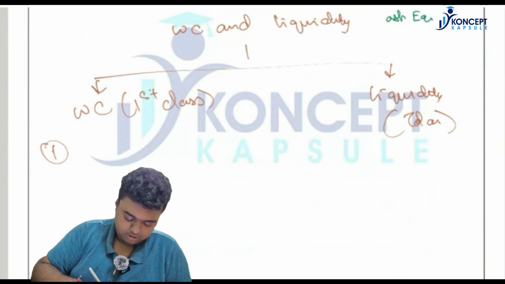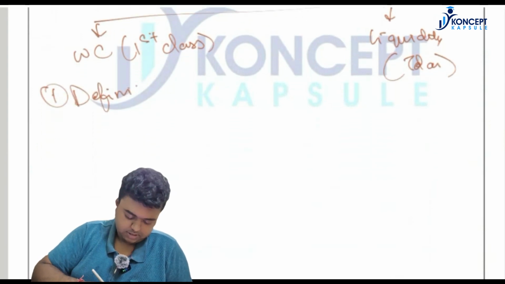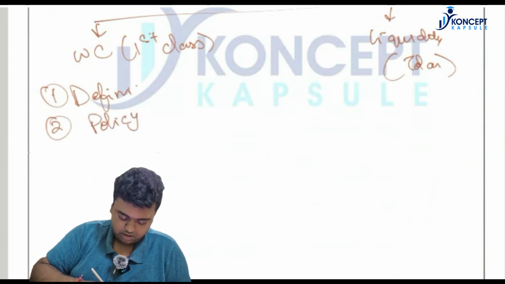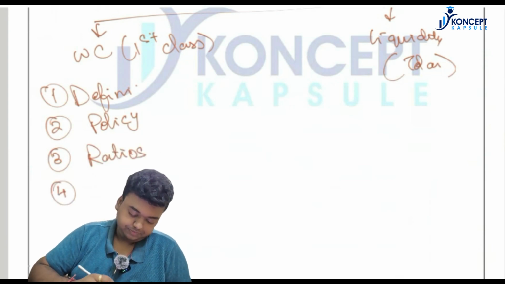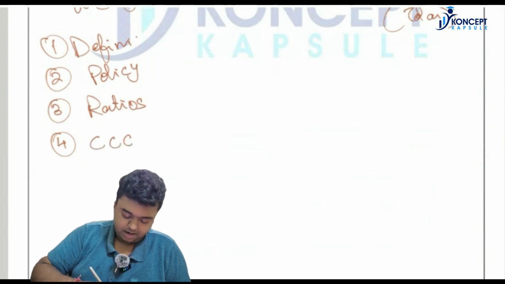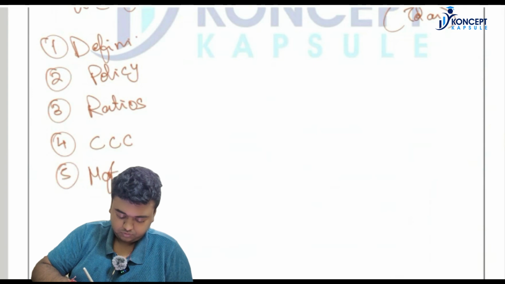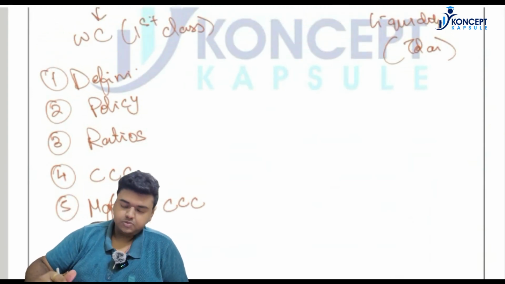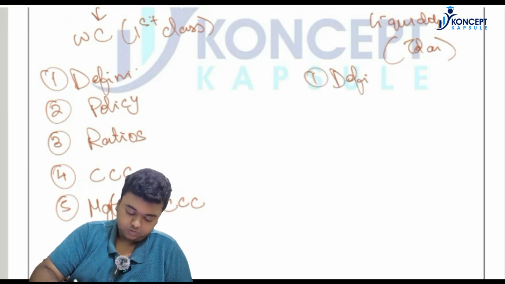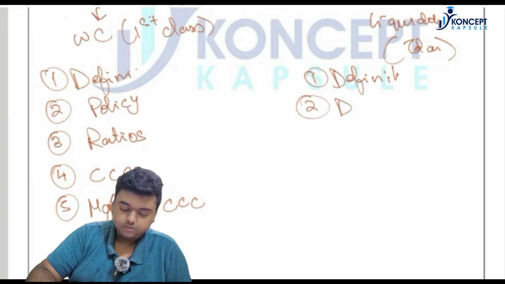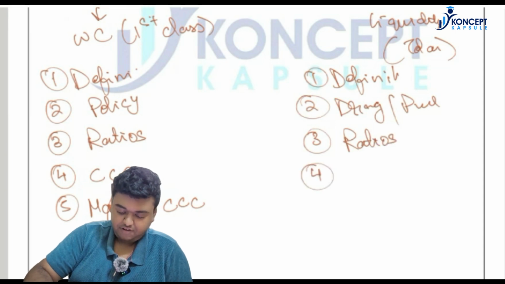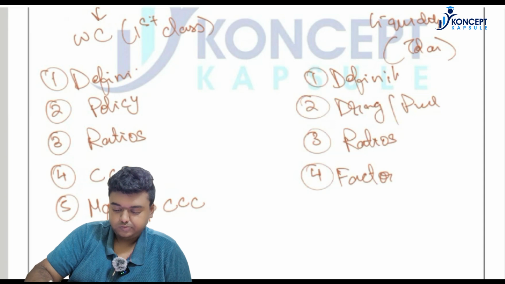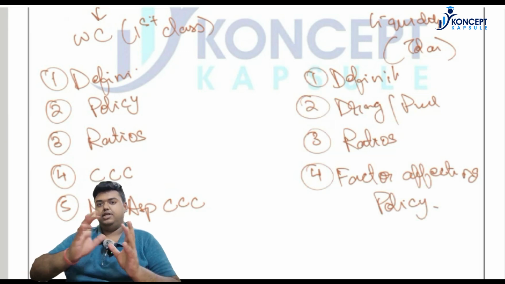In working capital, first we learned about the definition. Second, we learned about the policy. Third, we learned about the ratios. Fourth, we learned about the cash conversion cycle. And fifth, we learned about the management aspect of the cash conversion cycle. In liquidity, first we learned about the definition. Second, we learned about drag and pull. Third, we learned about ratios. Fourth, we learned about factors affecting policy. Okay. Guys, these were the topics involved in working capital and liquidity.